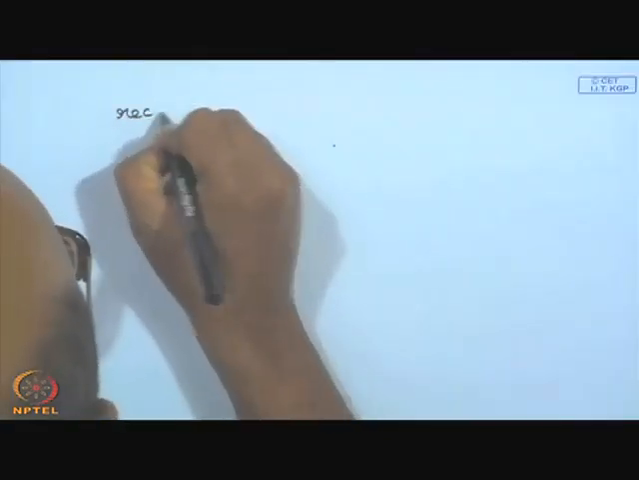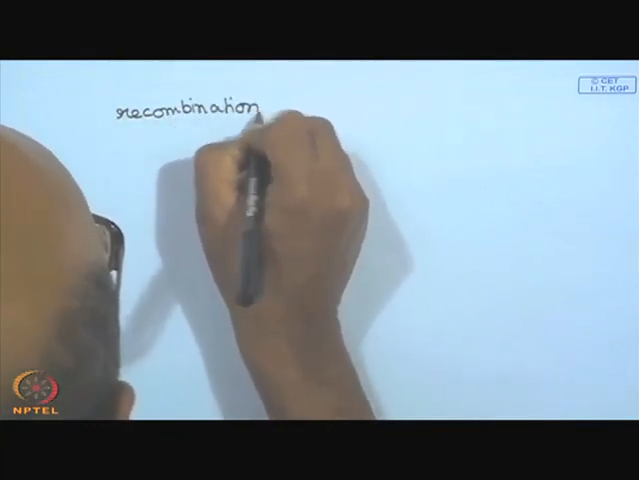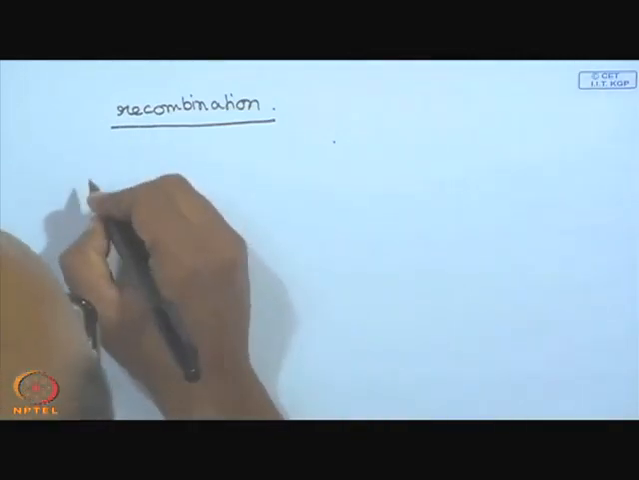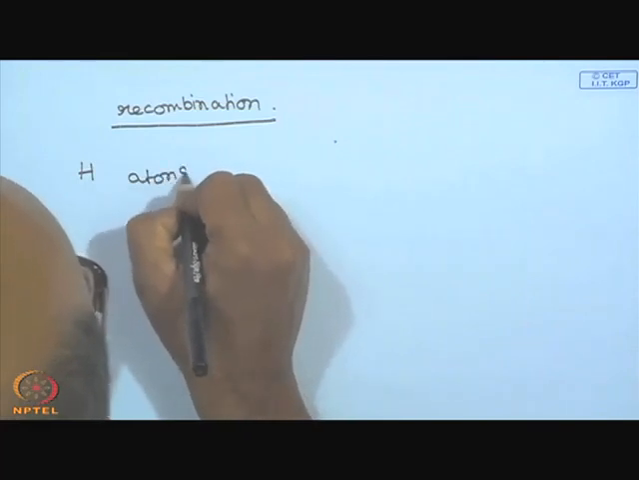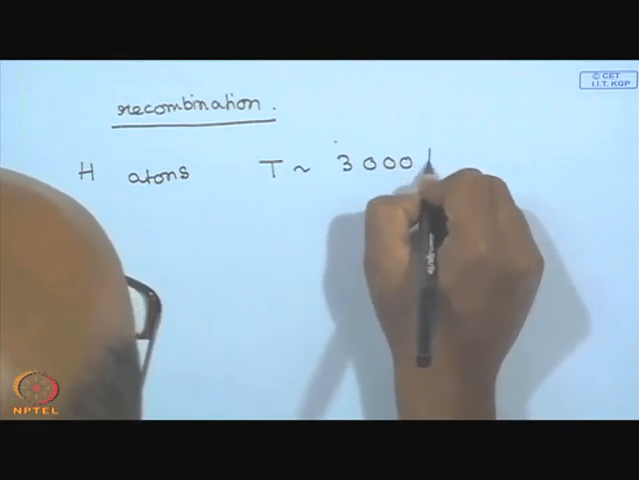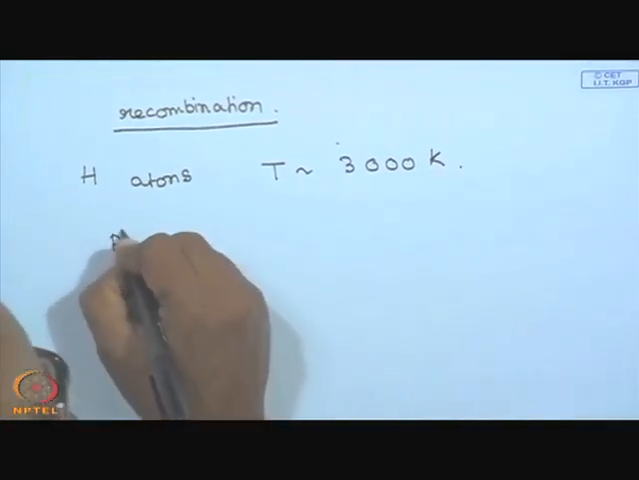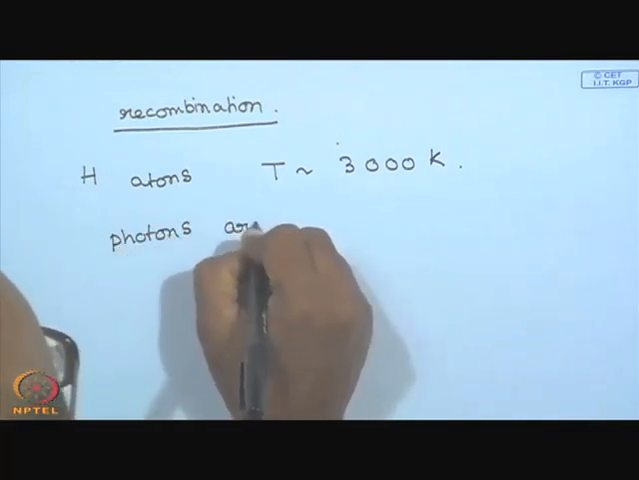In reality, this assumption of equilibrium does not hold, and one has to actually solve the rate equations, because when the density of protons and electrons falls, when the proton and electron combine to form the hydrogen atom, this process is called recombination. Once the density falls, this reaction goes out of equilibrium, and one has to look at the detailed calculation. The bottom line is that the universe is no longer filled with ions, it is filled with hydrogen atoms by a temperature of around 3000 Kelvin. And once the universe becomes neutral, scattering becomes insignificant, and the photons are effectively free particles.